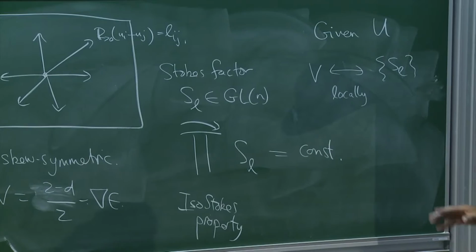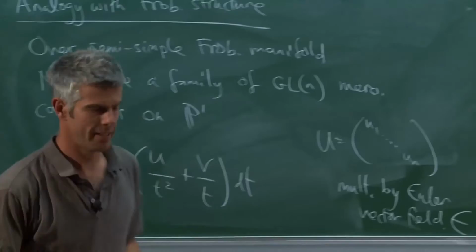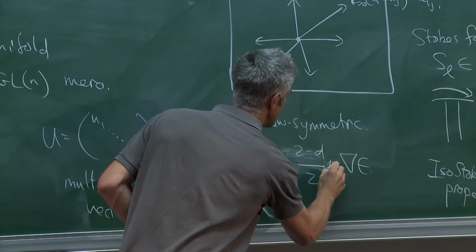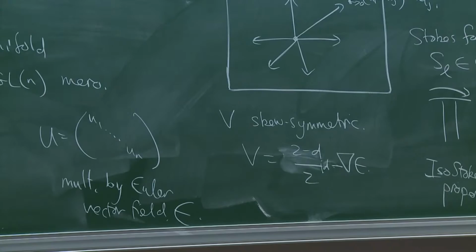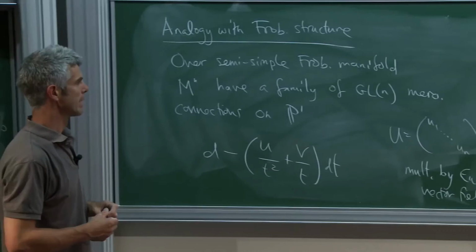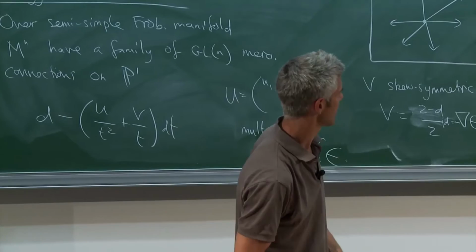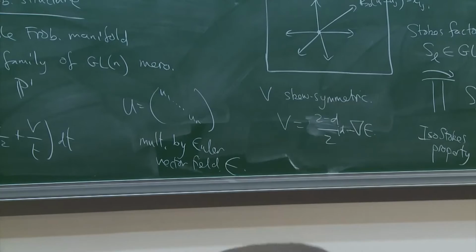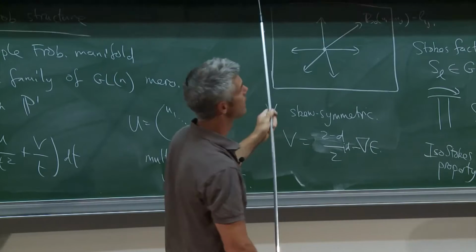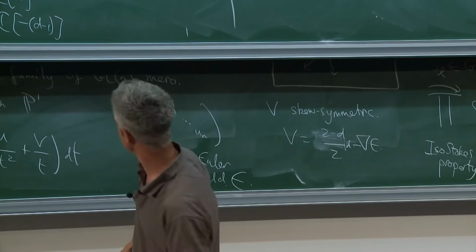So here, this is the identity. So this is an identity matrix, and that's the gradient of the Euler vector field. And D is the dimension of the Frobenius manifold, which is some number. Okay, so, maybe I'm just a sucker for analogies, but to me these things look very similar. And as I emphasize, they're living on exactly the same space. It's a way different kind of group, but let me say a little bit more.